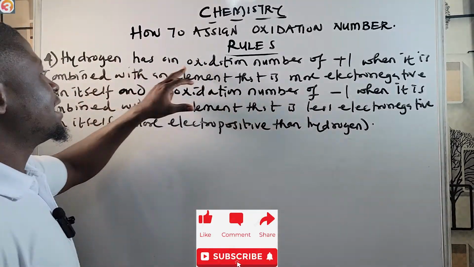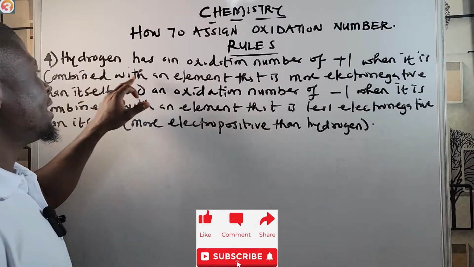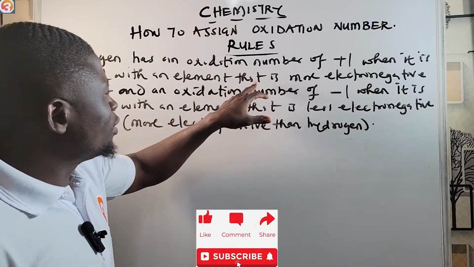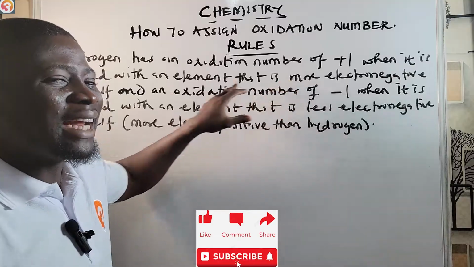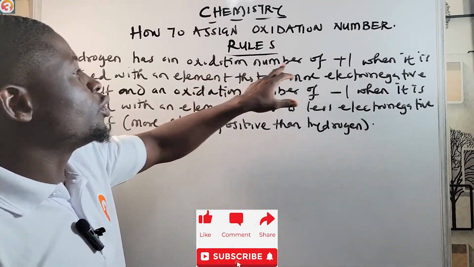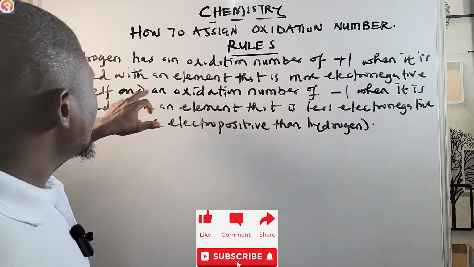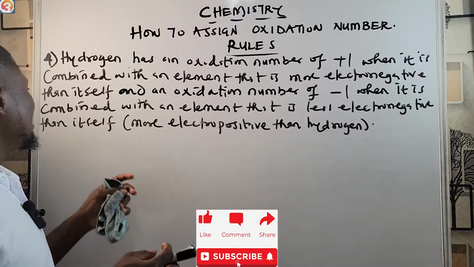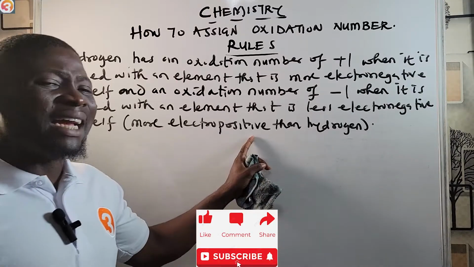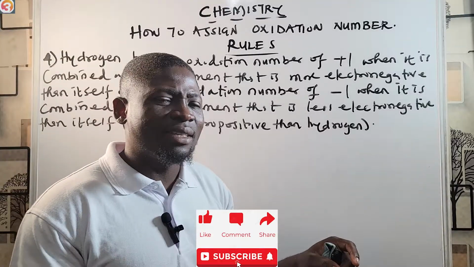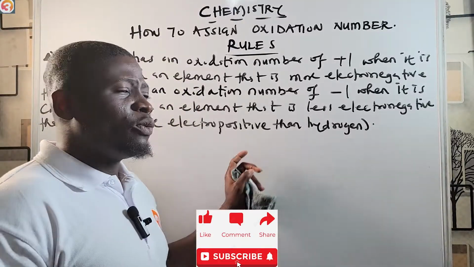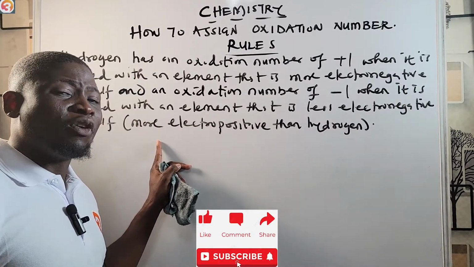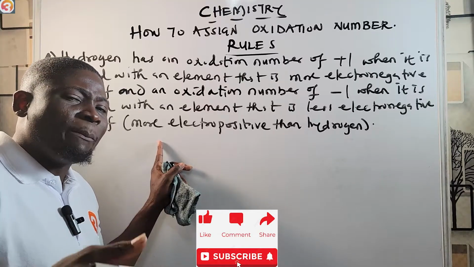So now, hydrogen has an oxidation number of +1 when it is combined with an element that is more electronegative than itself. That's what it's combined with: an element that is more electronegative than hydrogen. Now, it will have an oxidation number of -1 when it is combined with an element that is less electronegative than itself, that is, more electropositive than hydrogen. There are elements in the electrochemical series that are more electropositive than hydrogen. When hydrogen is combined with those types of elements, it will have an oxidation number of -1 in the compounds that it forms with them.